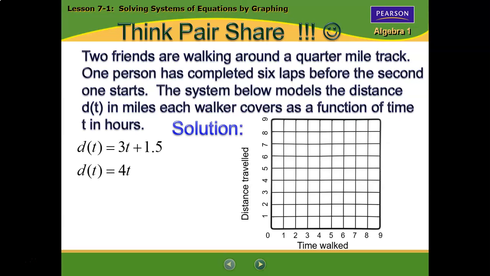So let's graph this first equation. D of t equals 3t plus 1.5. All right, we know how to graph. We know that the y-intercept gets plotted first. So we have 1.5, so we put a dot at 1.5. Then we come over here and we look at our rate of change. Our rate of change is 3, so that means rise 3, go to the right 1.